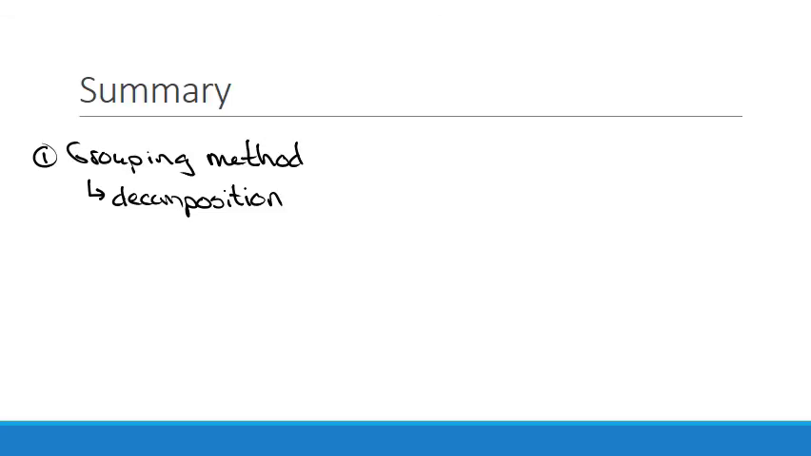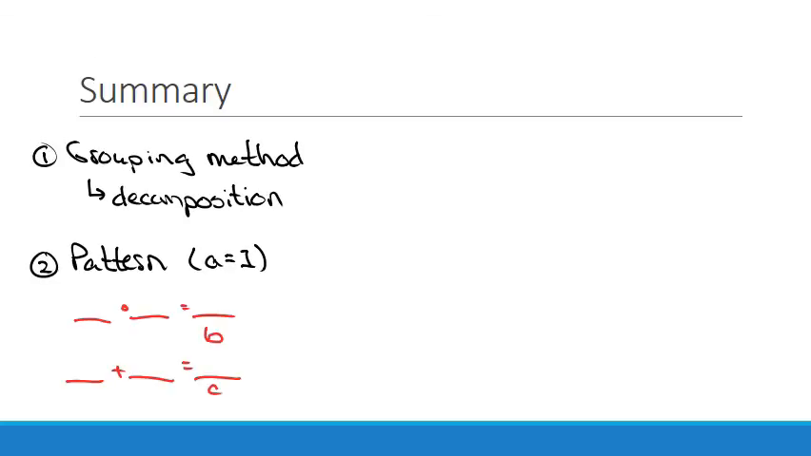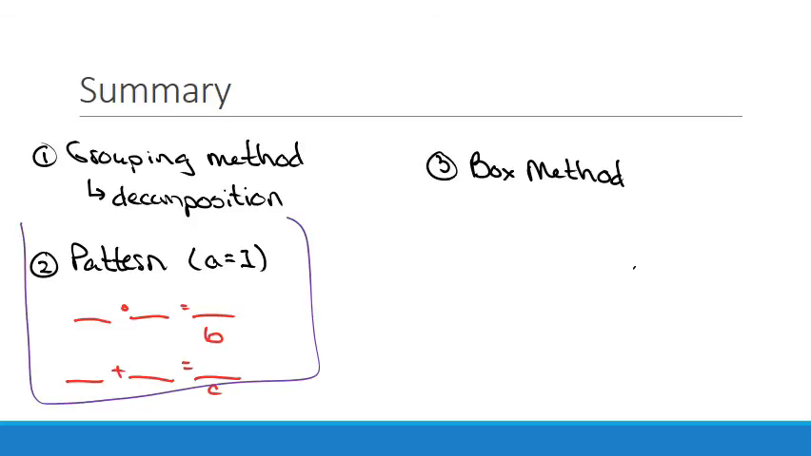Quick summary. There's a grouping method you could use. It's good, and we're going to use it in the future. We also call it the decomposition method. There's our pattern where a equals 1, and that's our thinking steps. And then there's our box method. Again, everything's great that I've listed here, but this is the one. If you can get it down, use that one. It's going to be quick, and quick is good in math.